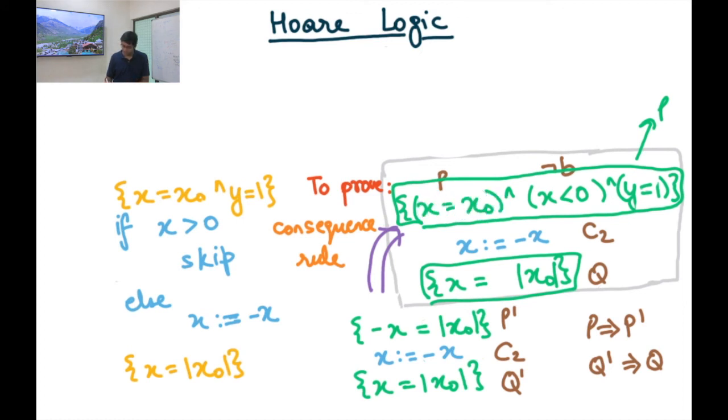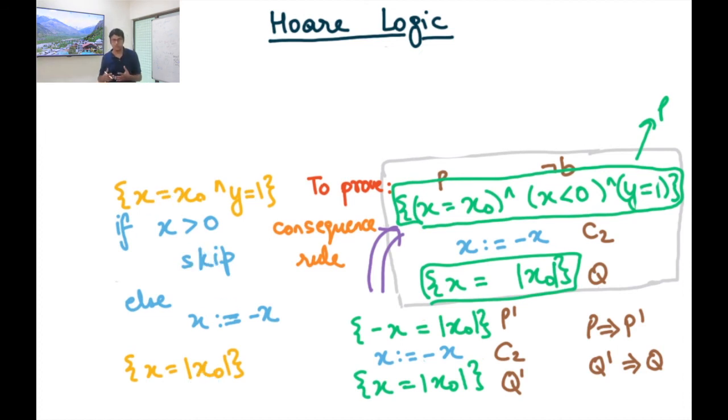If x equals x naught and x is less than 0 and y is equal to 1, then that means that minus x equals modulus of x naught. It's easy to see that P implies P prime. Then we can show that P C2 Q also holds. And because we have been able to show that P C2 Q holds, and earlier we had shown that P and B C1 Q holds, from that we are able to show that P, if B C1 else C2, Q holds.